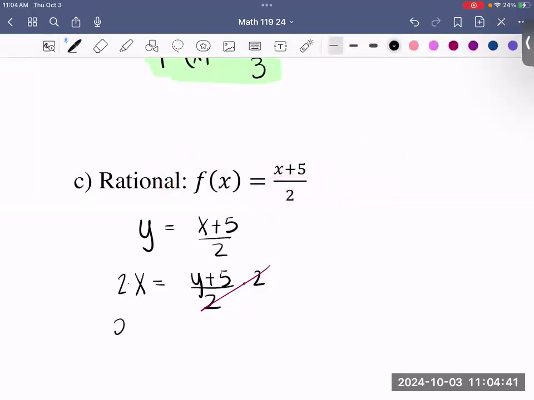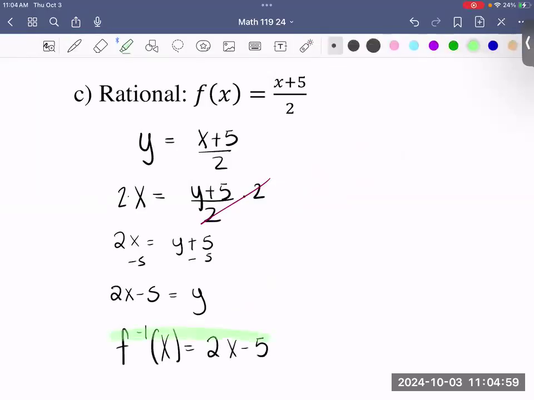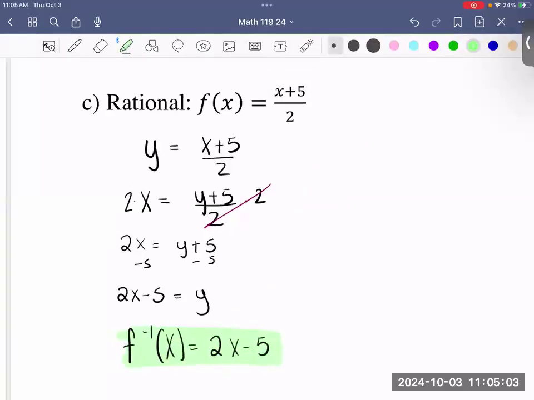So for us, we have 2x is equal to y plus 5. Subtract the 5. Now we have 2x minus 5 is equal to y. And the last thing, f inverse of x is equal to 2x minus 5. There you go.